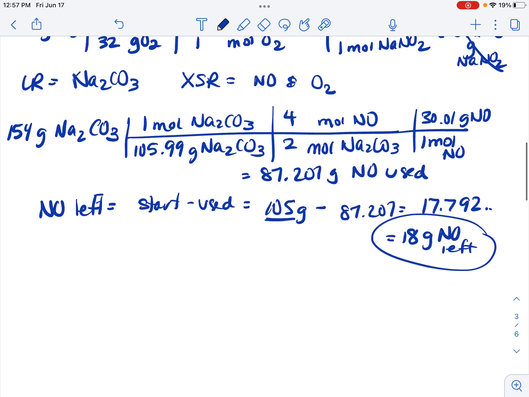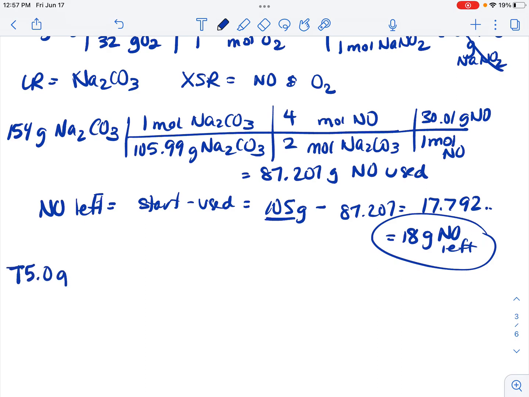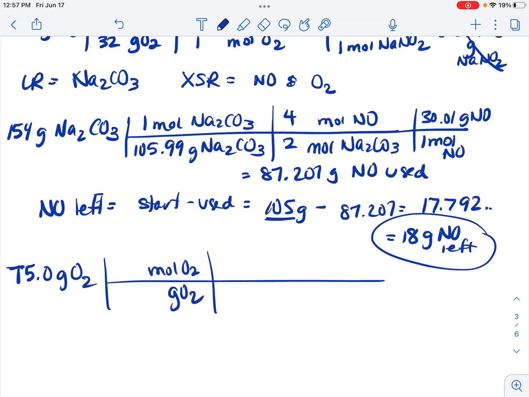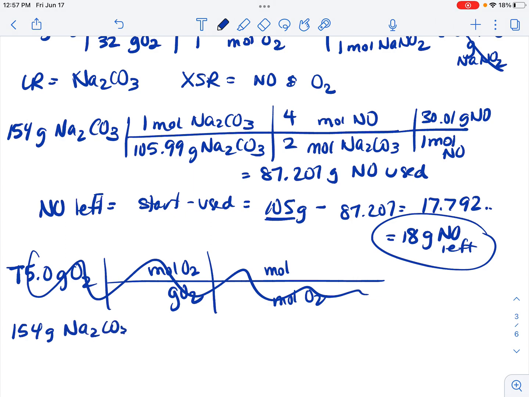I would have to do the same thing from my limiting reactant to O2. And so this process works the same way. I'm going to do it for you, but it's kind of cumbersome. Oh, sorry, I did this wrong. Start over. I'm going to take my limiting reactant, 154 grams of Na2CO3, and convert that to how many grams of O2 were used.